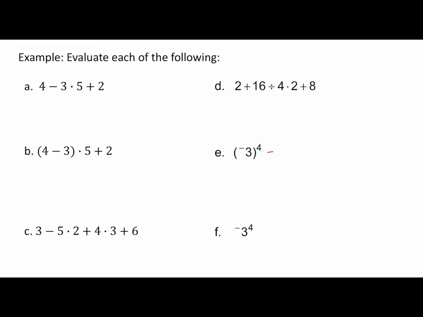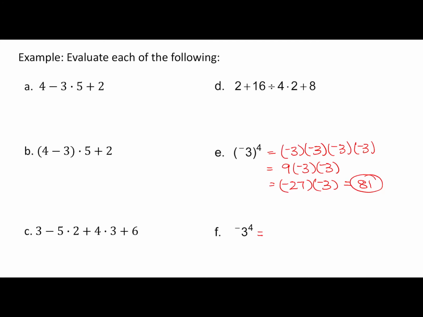Let's look at part E. I have negative 3 to the power 4. That means that I'm going to multiply negative 3 times itself 4 times. That gives me negative 3 times negative 3, which is 9, times negative 3 times negative 3. 9 times negative 3 is negative 27 times negative 3, and that's going to give me 81.